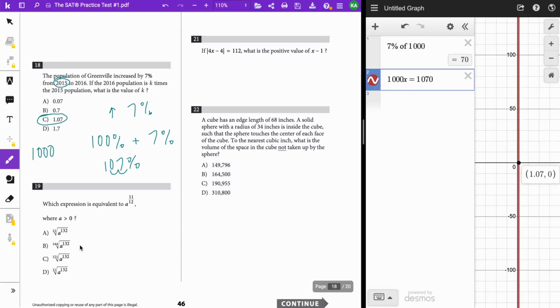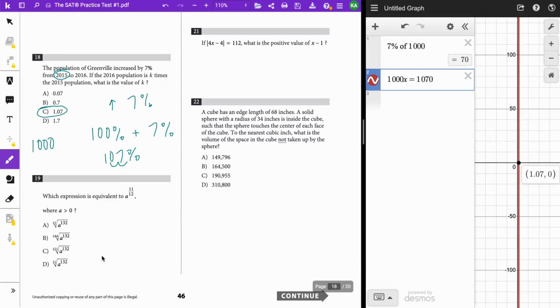How about 19? Which expression is equivalent to A to the 11/12? Well, if you know your rules for exponents, you could recognize that this is really the 12th root of A to the 11th, right? If you think back to square roots, A to the 1/2 is equal to the square root of A. This is really a 2. This is really a 1. So that's how I was able to write this. But that's not an answer. So which of these is equivalent to that?